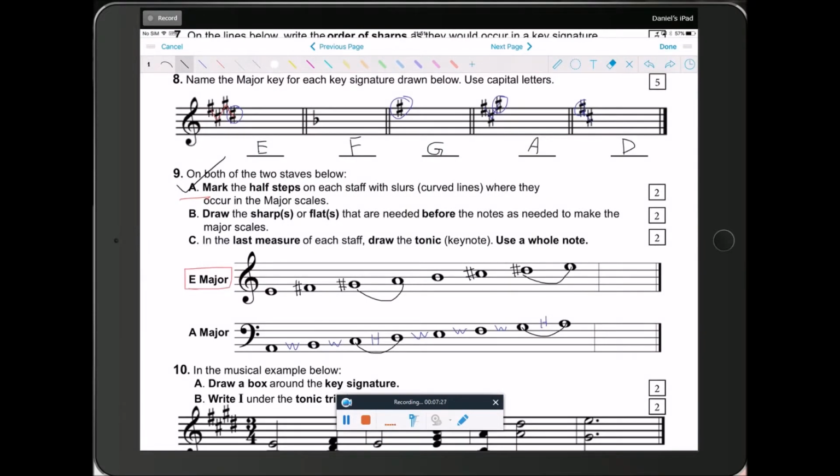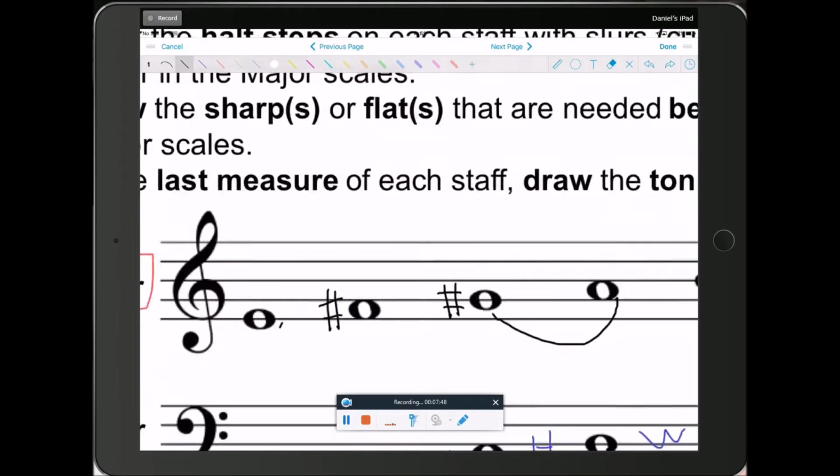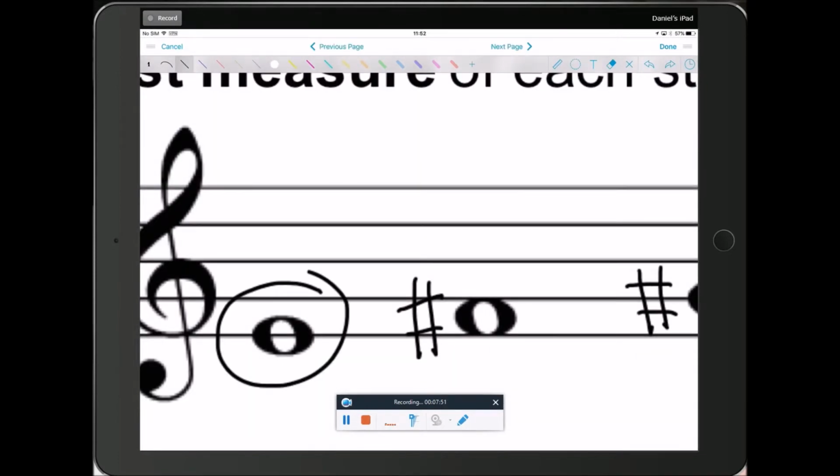Alright, so we have our slurs, we have our sharps. I'm not going to do the bass clef one right now. It says in letter C, in the last measure of each staff, draw the tonic or keynote, use a whole note. So we have to figure out what the tonic or keynote is. Remember, the tonic or the keynote is the first note of the scale.